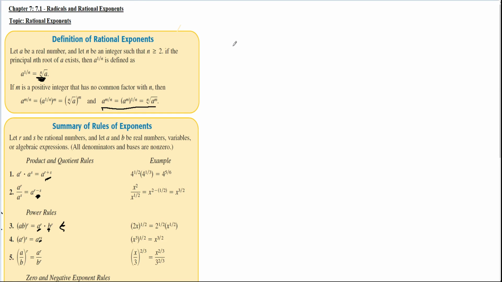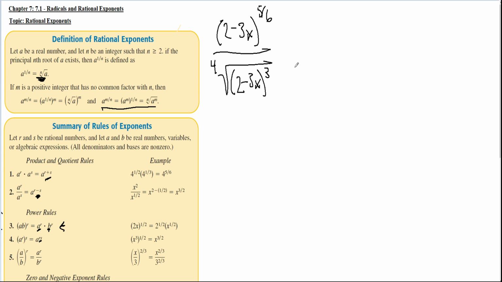Okay, so if I take a look at one more example, if I just make this up, so if I have, let's do 2 minus 3x raised to the 5/6 power divided by the 4th root of 2x minus 3x cubed, okay? This one I have no idea what it's going to be. So I take my denominator and rewrite it. So I have 2 minus 3x raised to the 5/6.